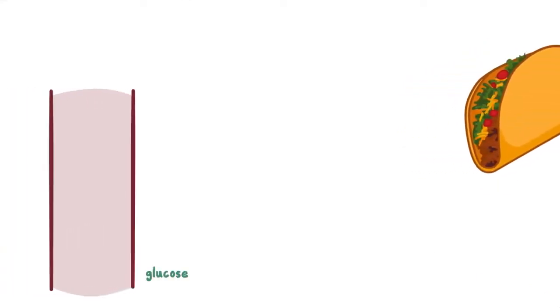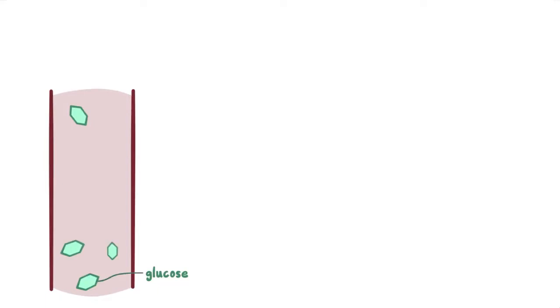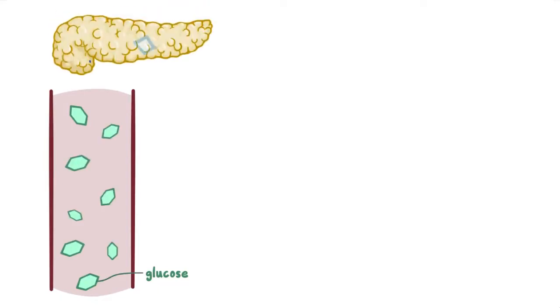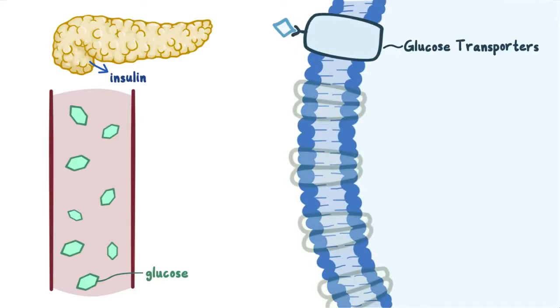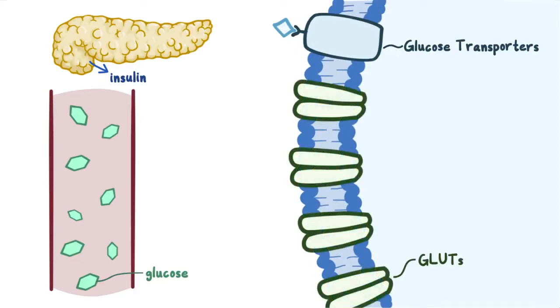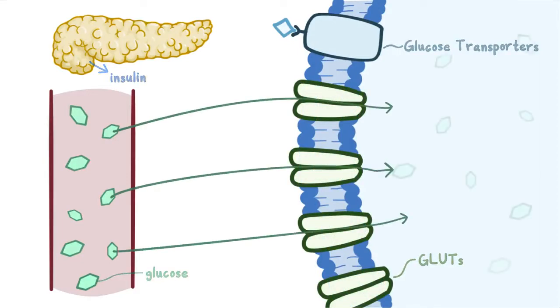Now let's say that you just wrapped up a delicious lunch. You had tacos. Glucose is absorbed from the intestine and that causes our blood sugar to go up. The pancreas responds to high blood sugar by secreting insulin. Insulin acts on glucose transporters on the cell membrane, which are called GLUTs, and makes them bring more glucose into all cells in our body.